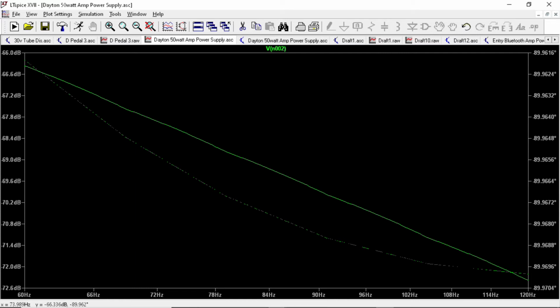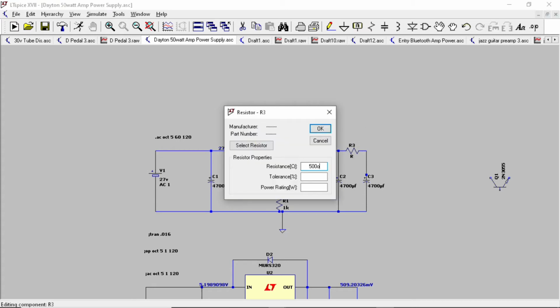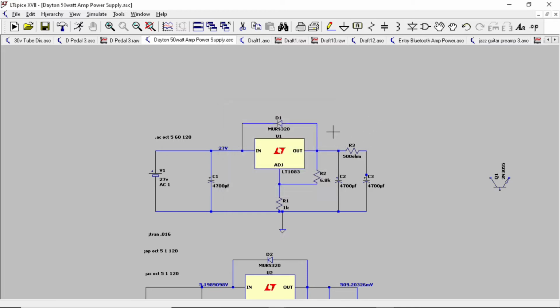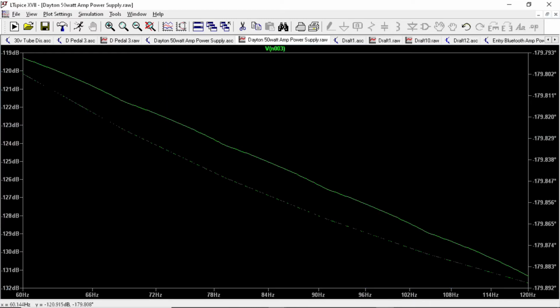This problem can be alleviated quite easily in general. What I generally do in most other situations would be to just put a resistor right here, say a 500 ohm, and that would complete the low pass filtration here. And then let's see what we have. Negative 120. It's actually closer to negative 119, all the way down to negative 132 at 120 hertz. That's great. That works.